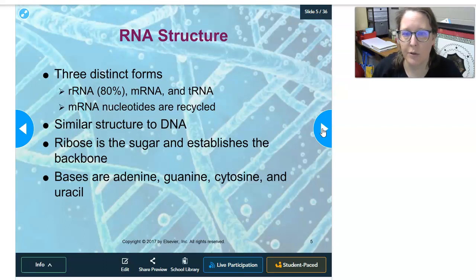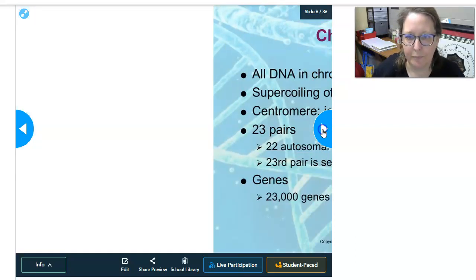The structure of RNA is single-stranded to begin with. Other than that, it is very similar to DNA. Again, the sugar is a ribose instead of a deoxyribose. There are 3 distinct forms of RNA. There's ribosomal RNA, which is 80% of the RNA that's made. There's messenger RNA, which is the RNA that codes for protein. And then there's transfer RNA, which transports amino acid molecules. The messenger RNA nucleotides are recycled and reused. The bases in RNA are adenine, guanine, cytosine, and uracil. Uracil is similar to thymine, and it replaces it in RNA.